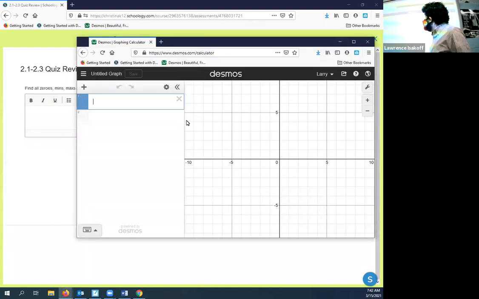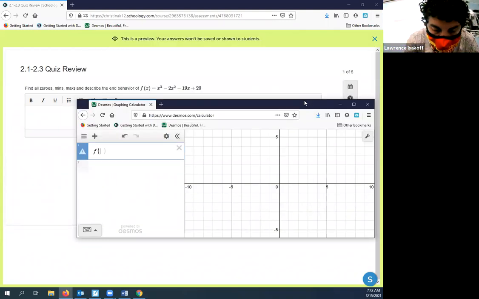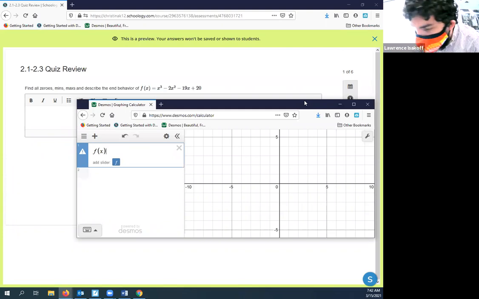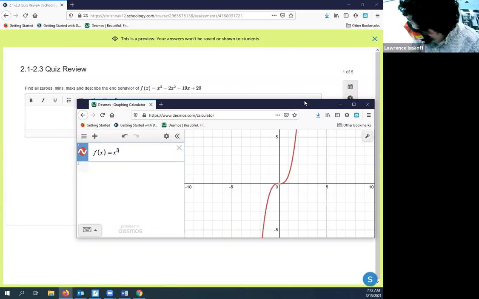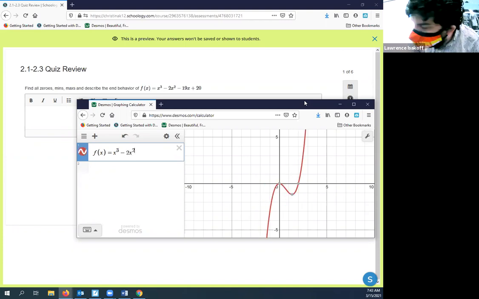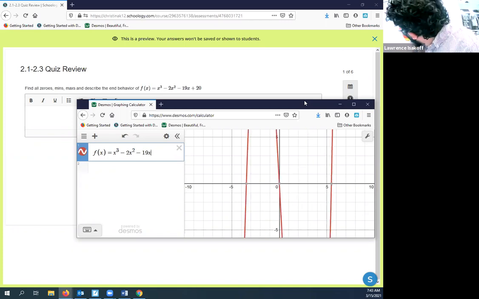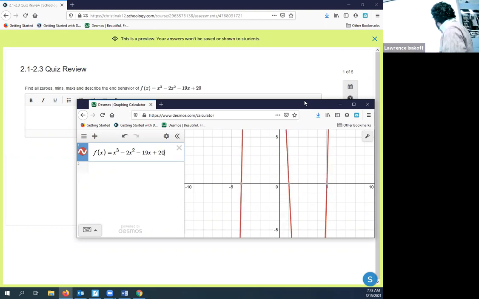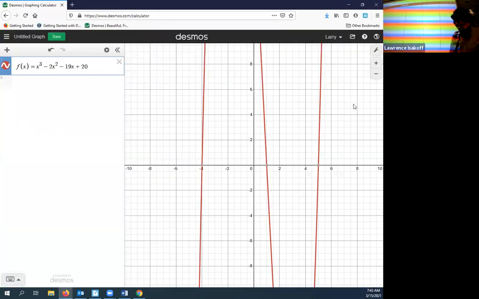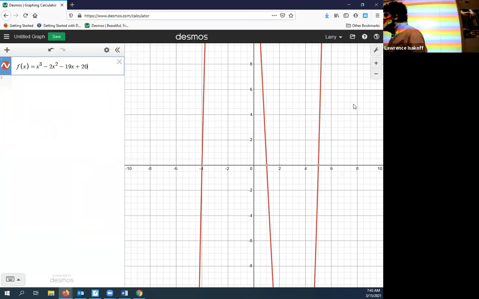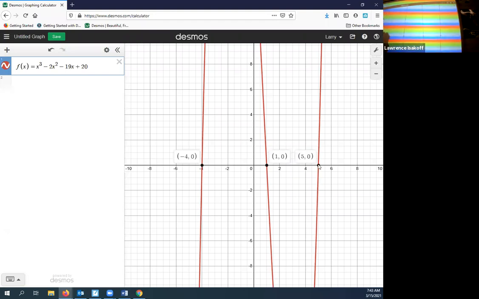So I've got Desmos open. Let's type in this equation: f of x equals x cubed minus 2x squared minus 19x plus 20. Okay, with this, some parts are being cut off. I see my zeros here. Oh, cool, my zeros are all convenient zeros.